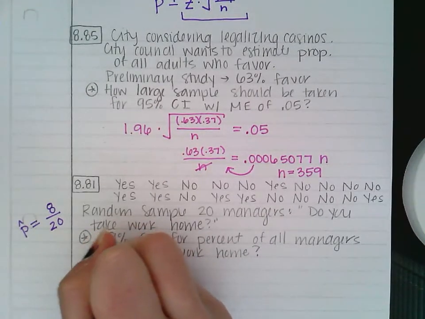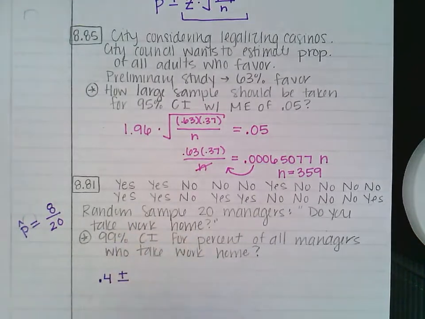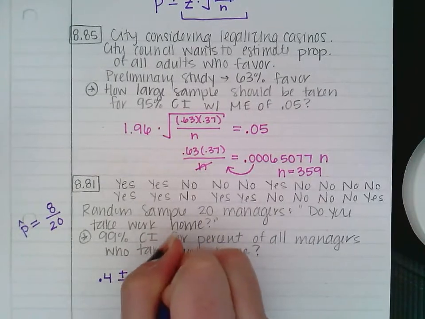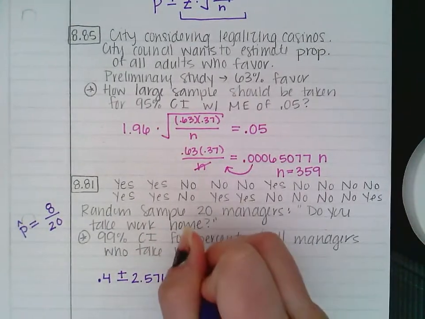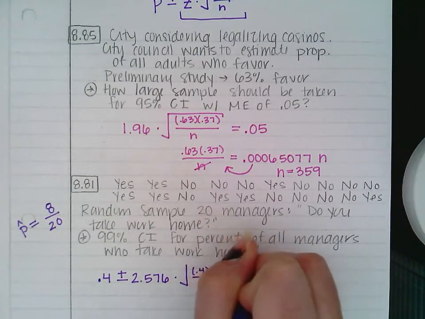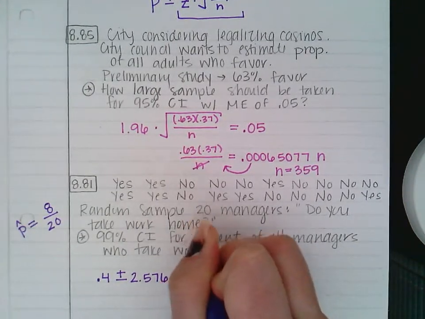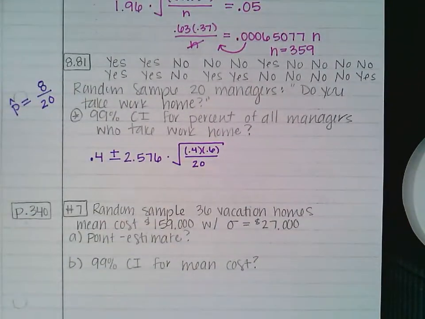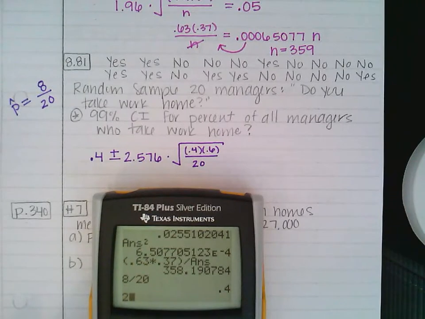So we're going to say 0.4 plus or minus, and a 99% confidence interval has a critical value of 2.576. And then we're going to use our sampling distribution standard deviation for proportions here in order to find this interval. All right, let's calculate the error here.